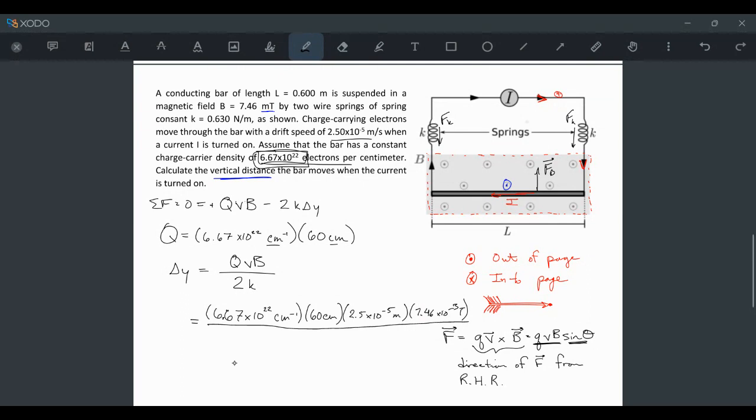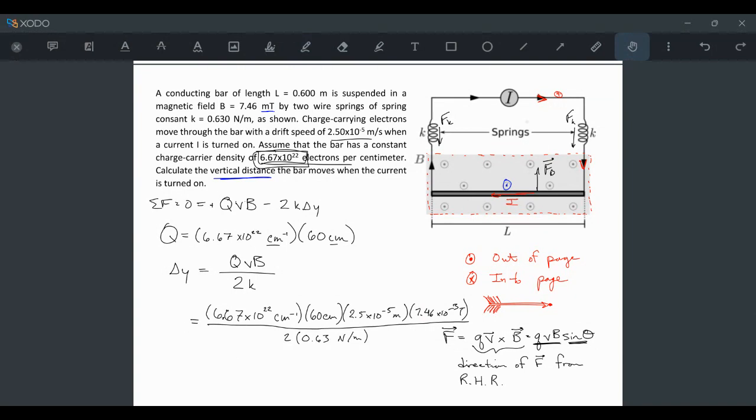This is already getting pretty huge. You can see what I mean. 4 numbers in the numerator, 3 of them have powers of 10 that you need to keep track of. And we had 2 springs, and the spring constant was 0.63 newtons per meter. So yeah, this would be fine if you put this in your calculator. You will get the answer.